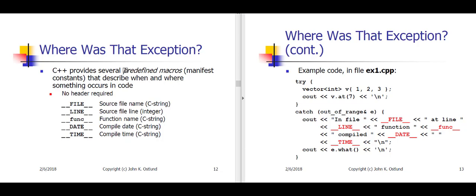C++ provides several predefined macros created with the #define directive that will give us more information about where in the file we are and also what day and time the file was compiled. All of these predefined macros have names that begin and end with double underscore. So for example, __FILE__ will be the name of the source code file containing this particular code. __LINE__ is the particular line number in the file.